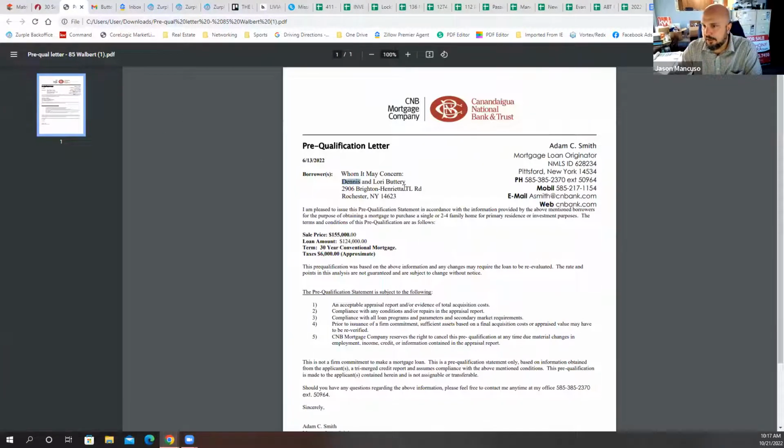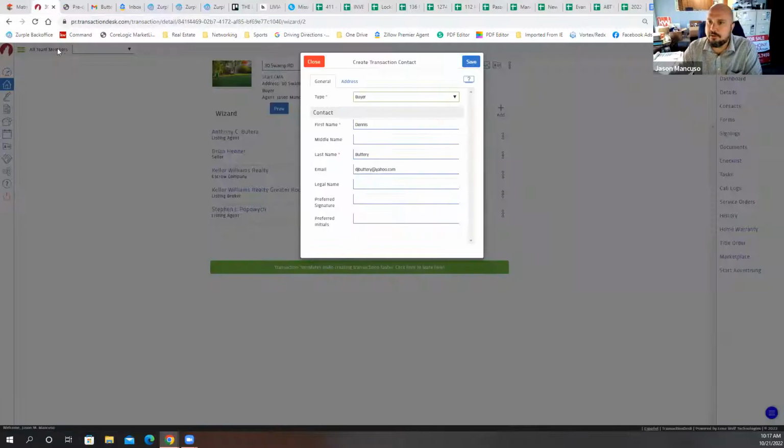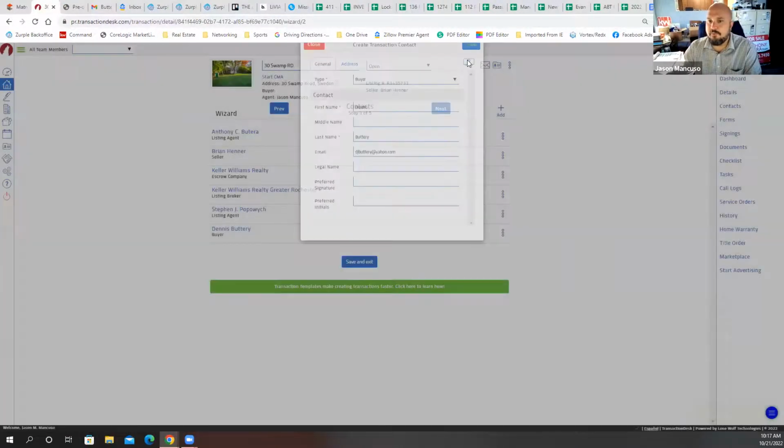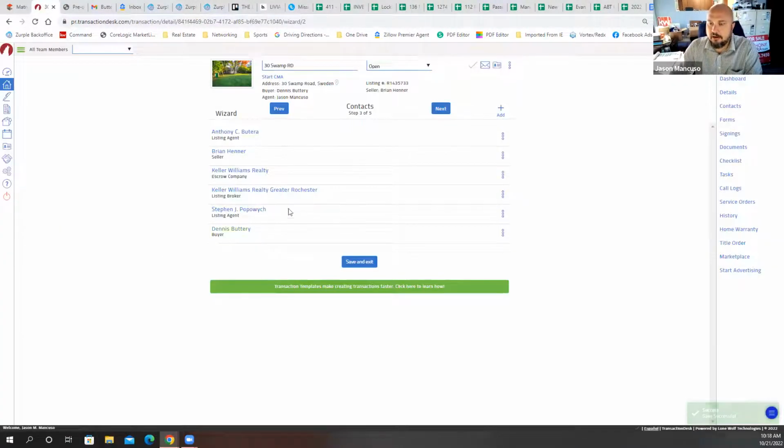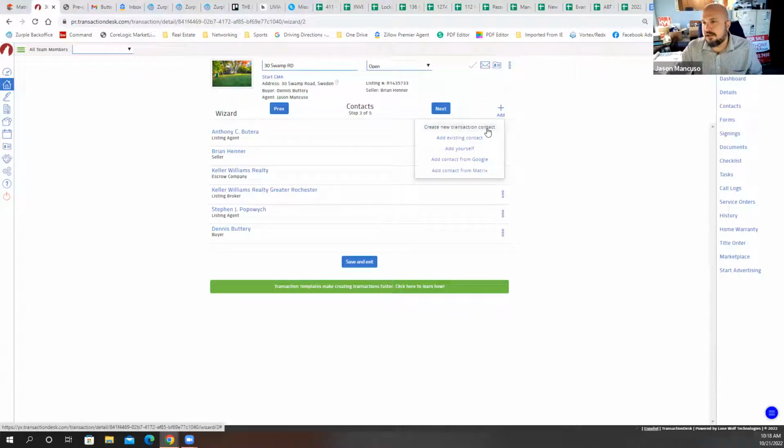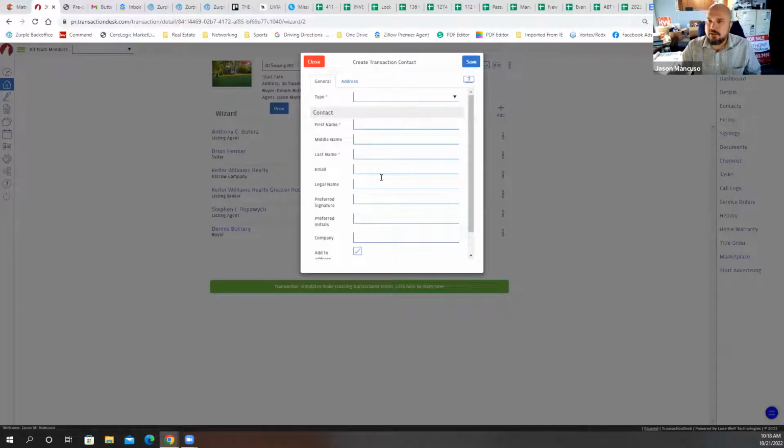And here we go. Dennis Buttery. So everything's spelled correctly. So now you save that, and he's going to be added as a buyer. Now, let's say you didn't have them already saved, which is going to be common starting off. You would go New Transaction, New Transaction Contact, and then you can do the same: buyer, Dennis Buttery.